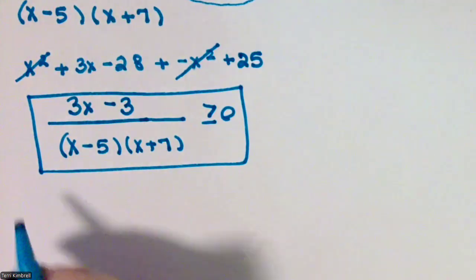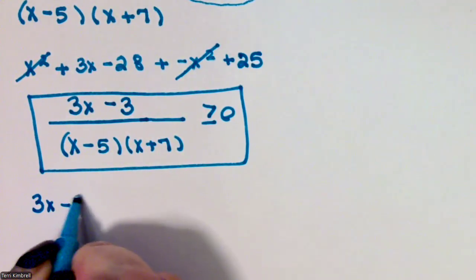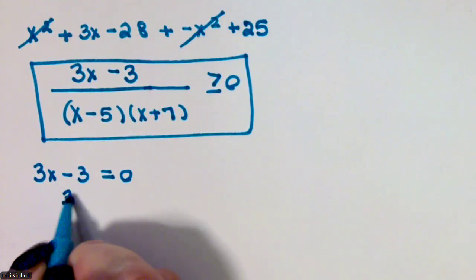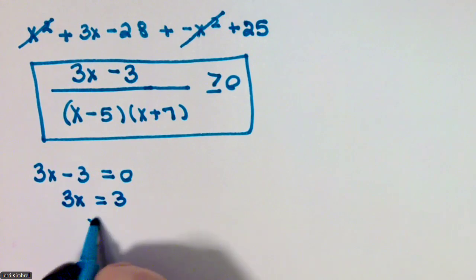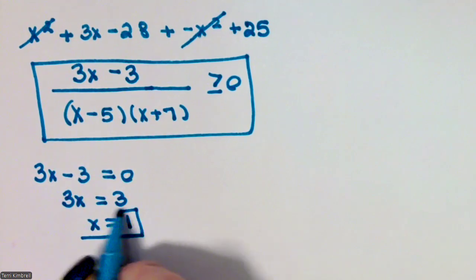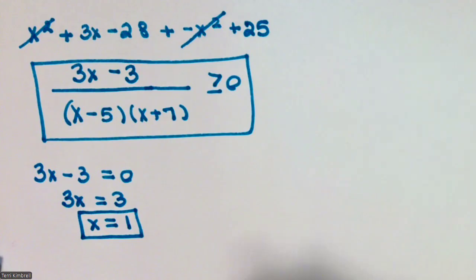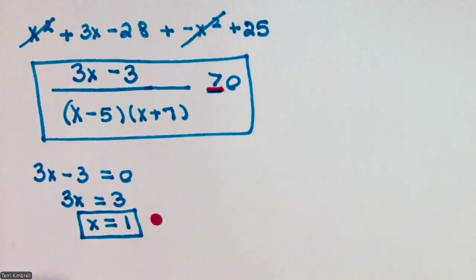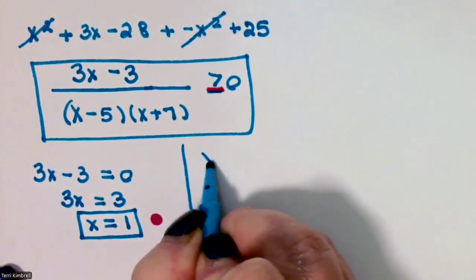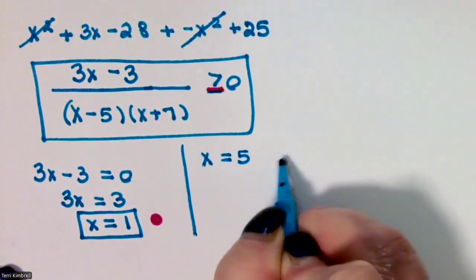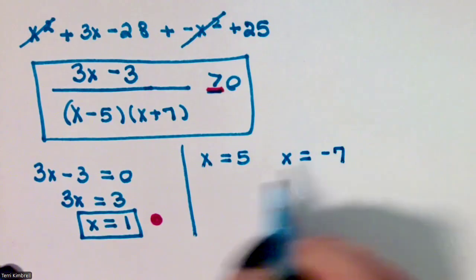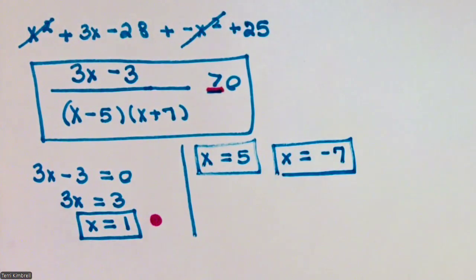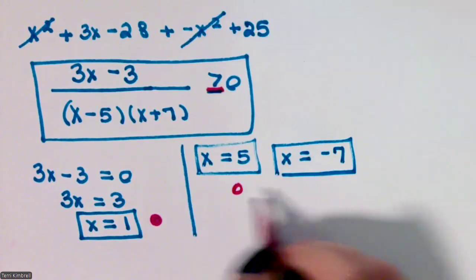Okay, now we're going to take the numerator and set that equal to 0. So we get 3x equals 3. So x would be 1. Since it's equal to, it's a closed circle. We're going to take the denominator. That would be 5 and -7. Since those are in the denominator, those are going to be open.